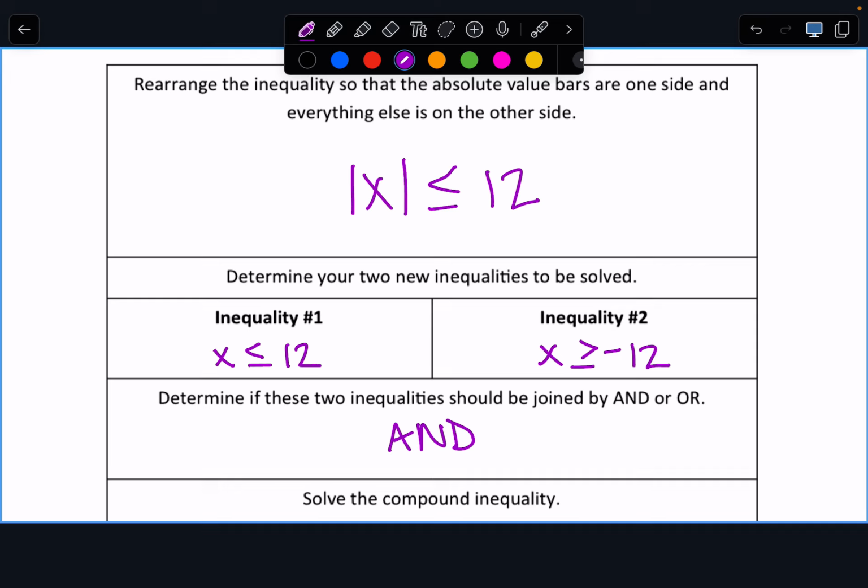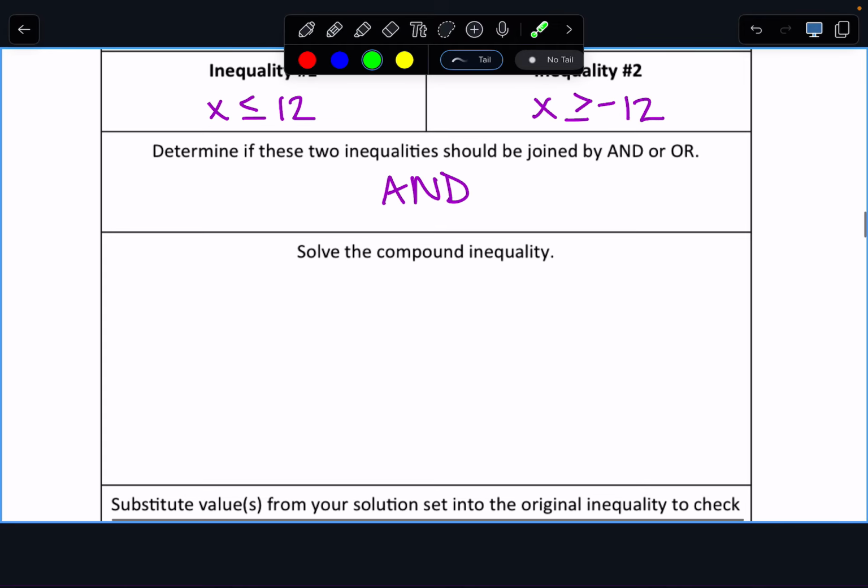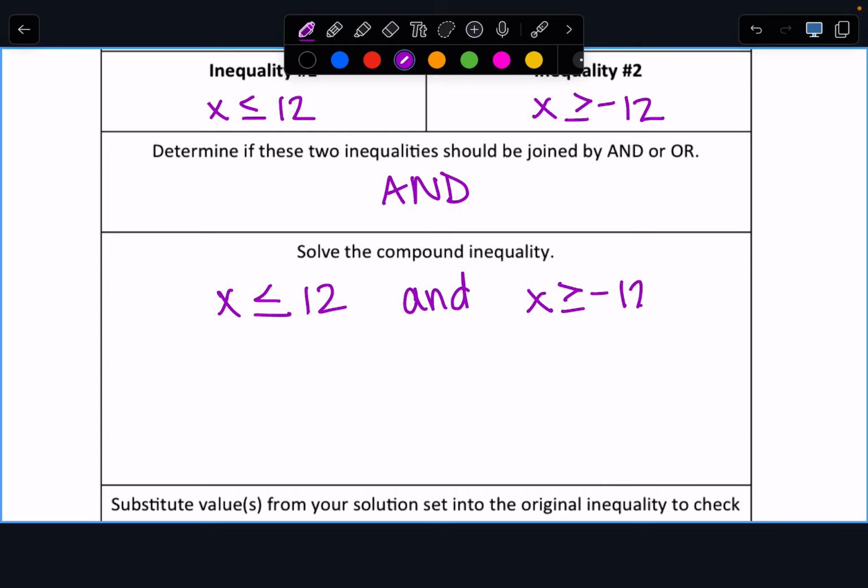Okay, so this is an and, by the inequality sign. So since the absolute value is less than, it's an and. If it's greater than then it's an or. Are you hearing what I'm emphasizing? Yeah. Okay. So now we have x is less than or equal to 12 and x is greater than or equal to negative 12.